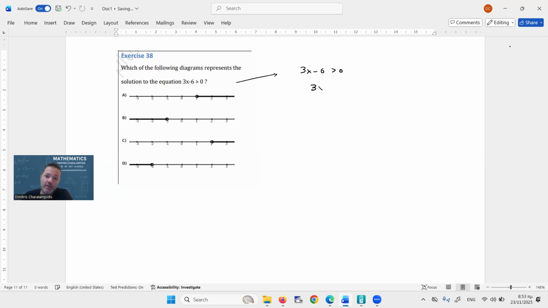3x is greater than 6. So if I divide both sides by 3, I would get that x is greater than 2. X is greater than 2, the number line would look like that. 2 somewhere here, greater than that, so we extend it to the right end.